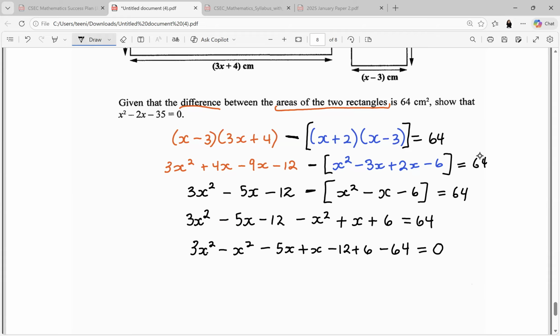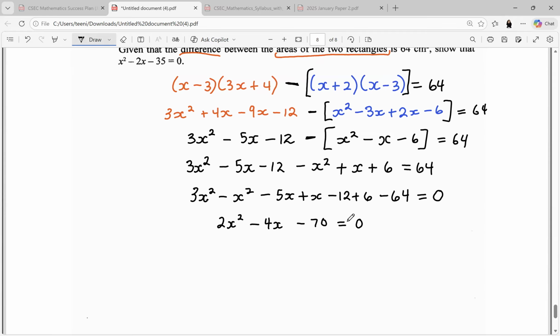So 3x squared take away x squared is 2x squared. Minus 5x plus x is minus 4x. Minus 12 plus 6 is minus 6. And minus 6 take away 64 is minus 70. So all of that is equal to 0.